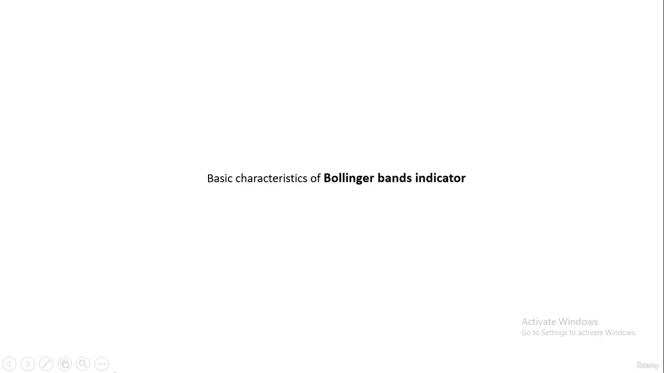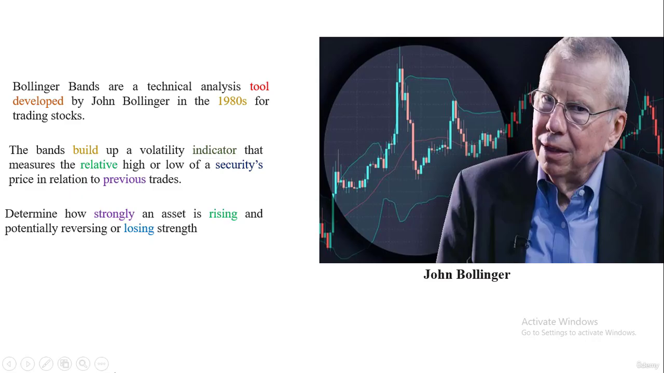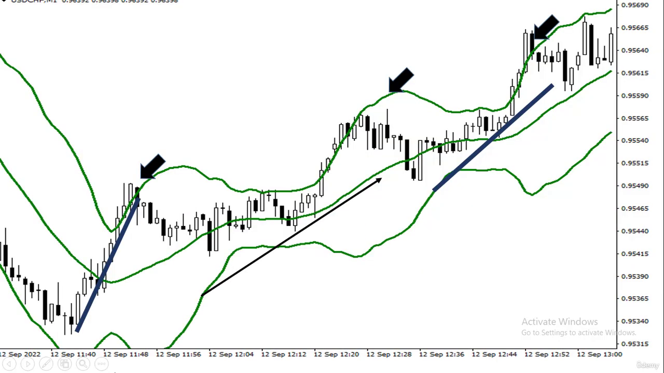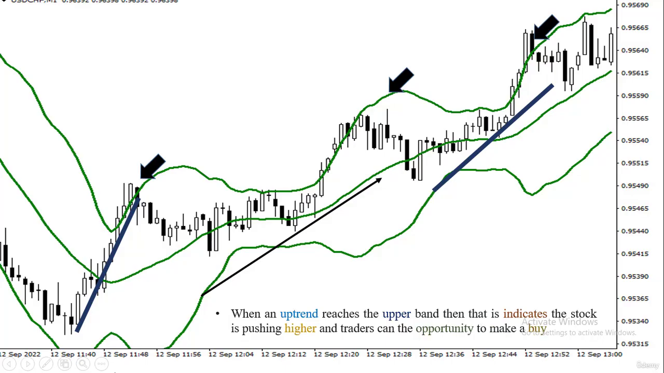So let's start. Bollinger Bands are a technical analysis tool developed by John Bollinger in 1980 for trading stocks. The bands build up a volatility indicator that measures the relative high or low of a security's price in relation to the previous trade. It can be used to determine how strongly an asset is rising and potentially reversing or losing strength. If an uptrend is strong, then it will reach the upper band regularly. When an uptrend reaches the upper band, that indicates the stock is pushing higher and the trader has an opportunity to take a buy decision.